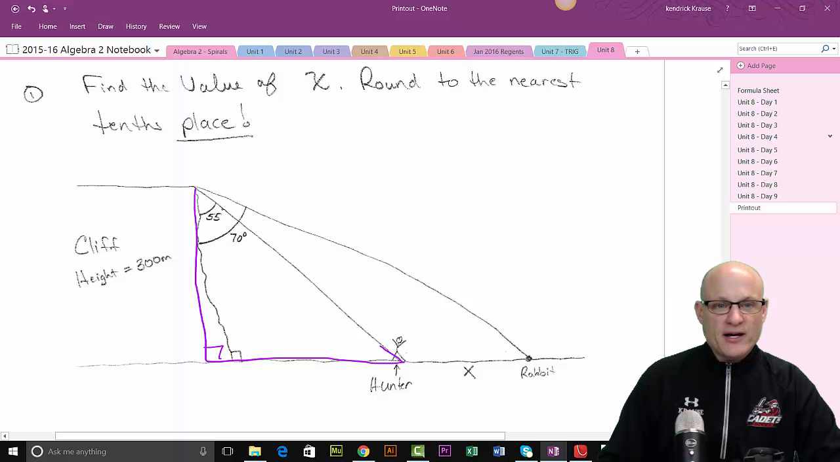So this is 55, and this is 90, and those add up to 145, so this should be 35. And here's our hunter, and he's trying to catch the wabbit. These have to add up to 180, so this has to be 145, right? Because these two have to add up to 180. Now, if this is 55 and this whole thing is 70, this piece has to be 15. And if this is 145 and that's 15, those add up to 160, so this has to be 20.